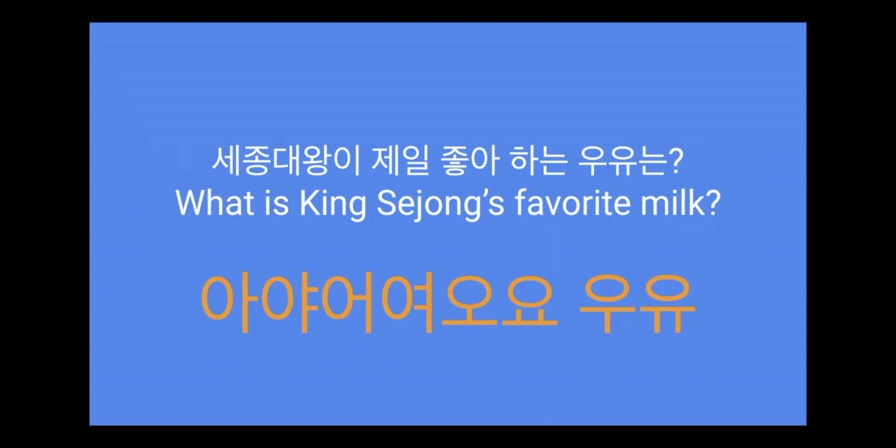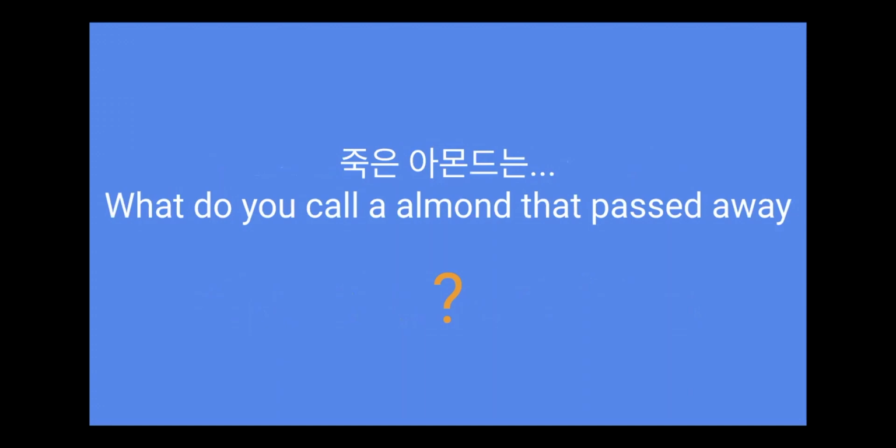Let's try the second one. 죽은 아몬드는? What do you call an almond that passed away? You have another 5 seconds. A dead almond would be 다이아몬드. This is a wordplay with English and Korean. Were you able to get that?